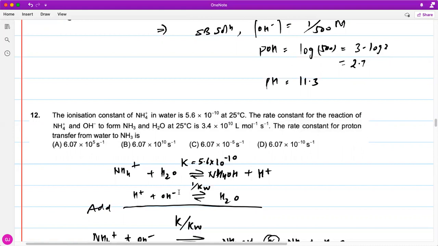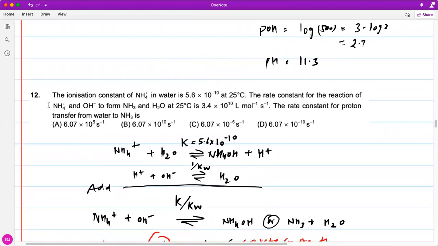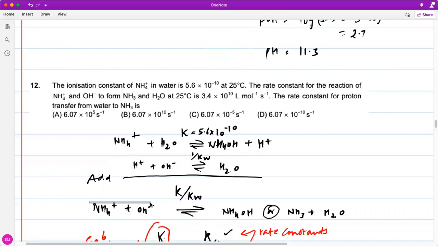Now, that is also related to the rate constant of the forward reaction, NH4 plus plus OH minus. This reaction can be achieved by adding the self ionization of water in a reverse manner. So you get NH4 plus plus OH minus giving NH4OH. Because we added these equilibriums to get the third equilibrium, the third equilibrium constant is actually the multiplication of the above two.